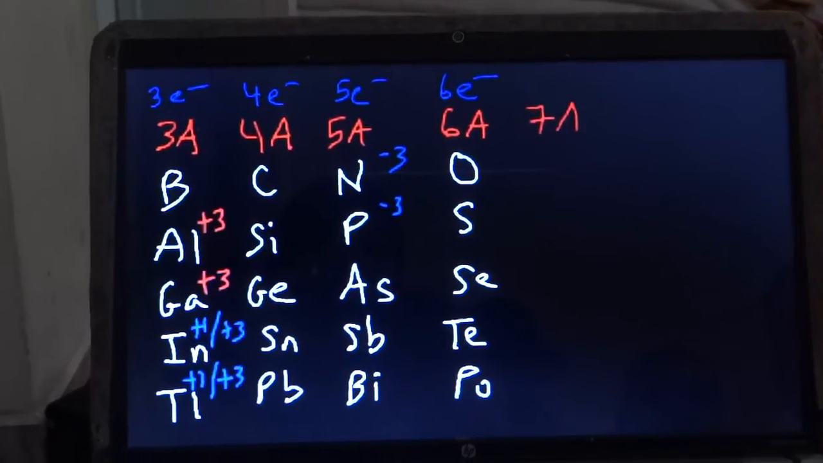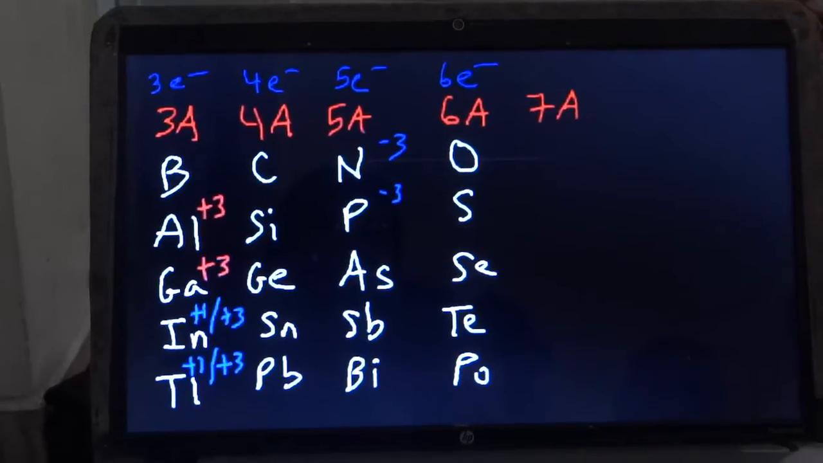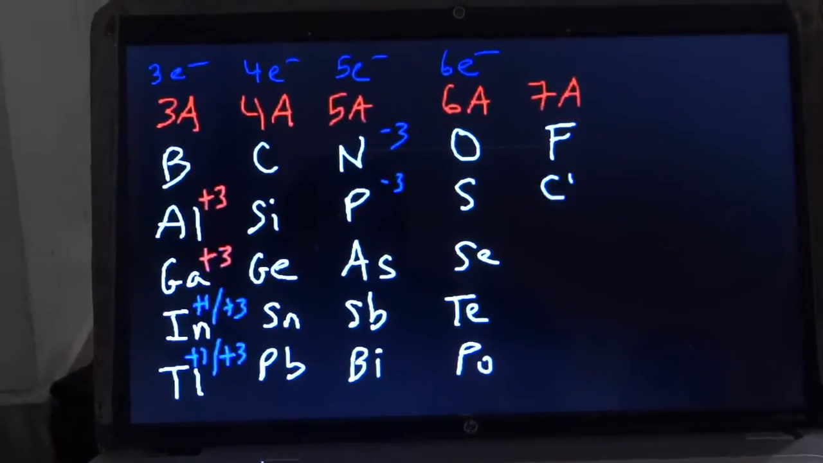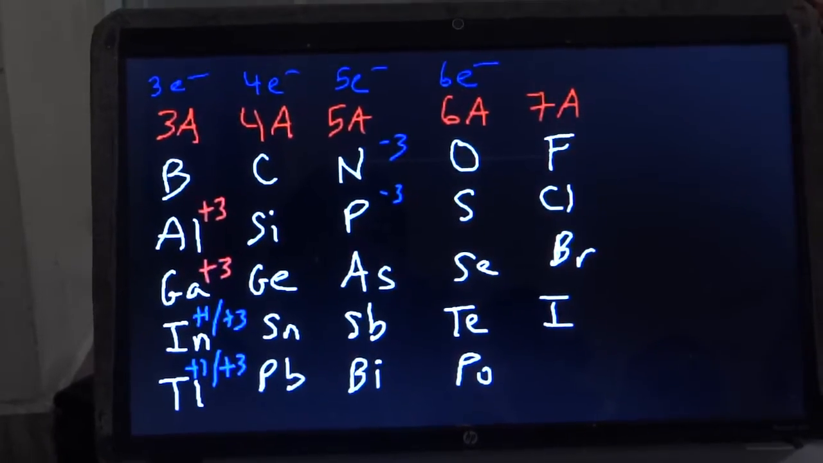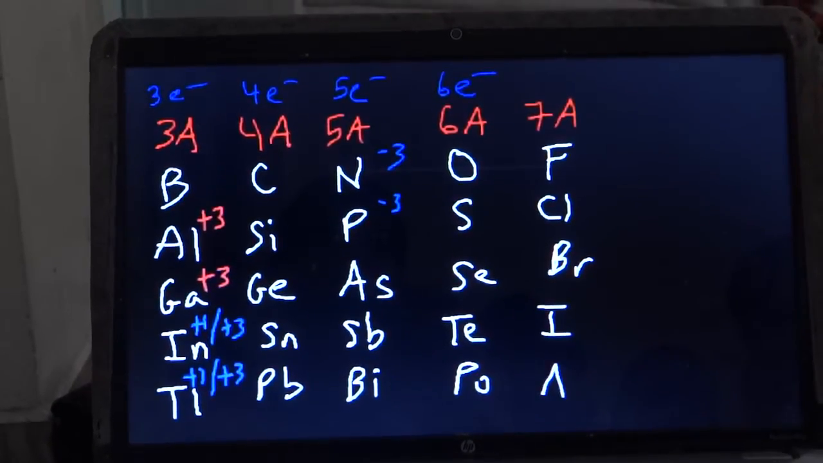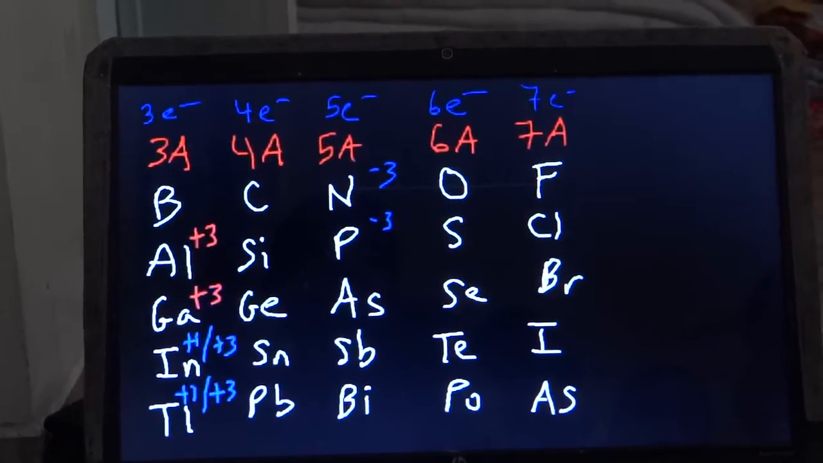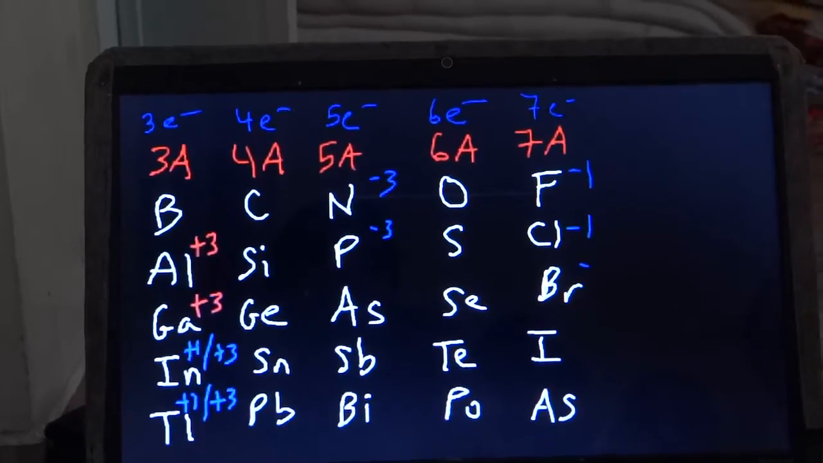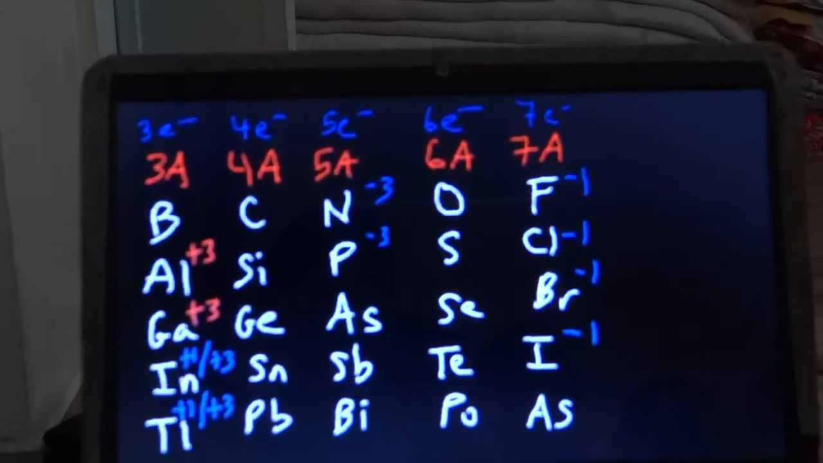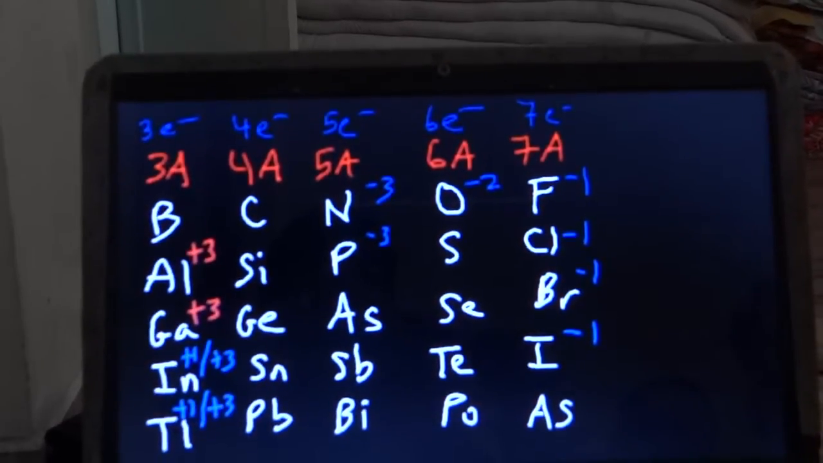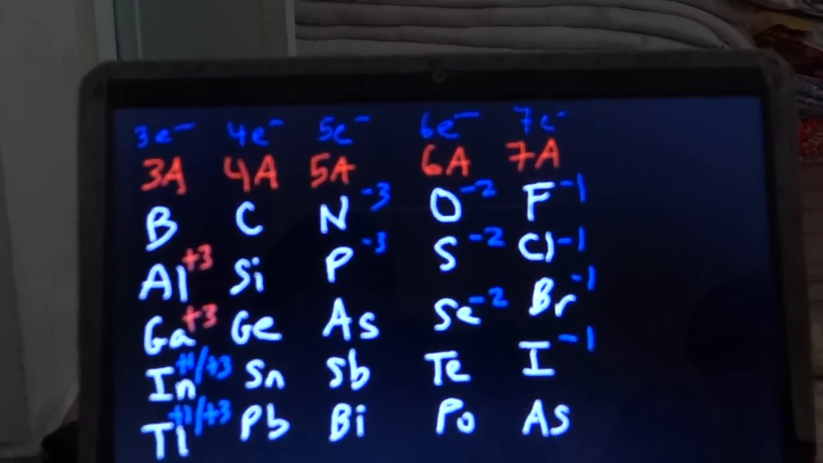Next to that, you have the group 7A elements, or group 17. And you have fluorine, chlorine, bromine, iodine, and astatine. So these have 7 valence electrons, and they like to form -1 charges. So as ions, it's fluoride, chloride, bromide, and iodide. O with a -2 charge is oxide, sulfide, selenide, and so forth.